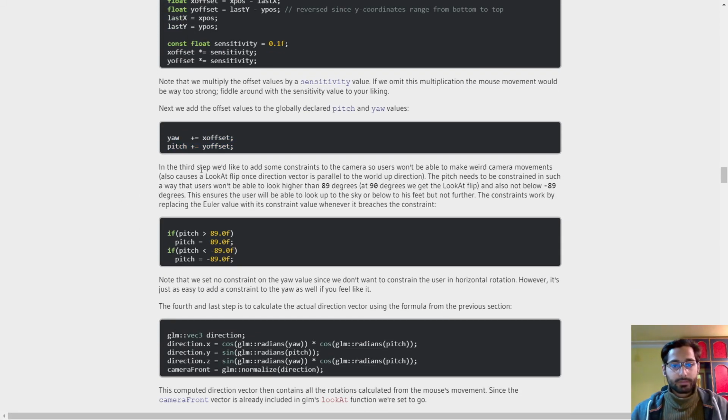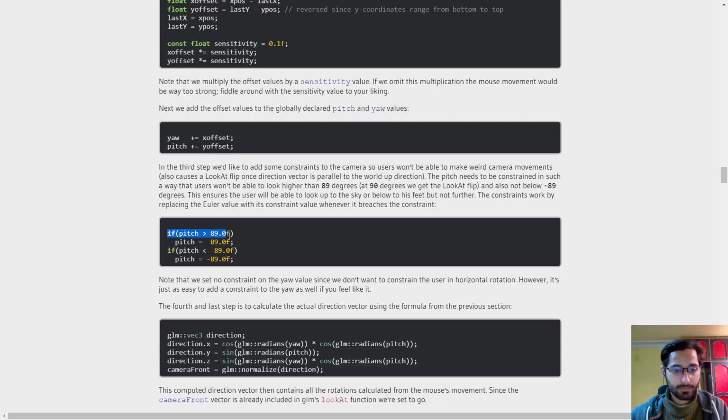In the third step, we'd like to add some constraints to the camera so users won't be able to make weird camera movements. It also causes a look at flip once the direction vector is parallel to the world up direction. The pitch needs to be constrained in such a way that the user won't be able to look higher than 89 degrees. At 90 degrees we get look at flip, and also not below minus 89 degrees. This ensures that the user will be able to look up to the sky or down at their feet but no further. The constraints work by replacing the Euler value with its constraint value whenever it breaches the constraint.